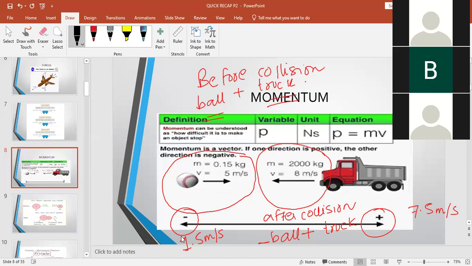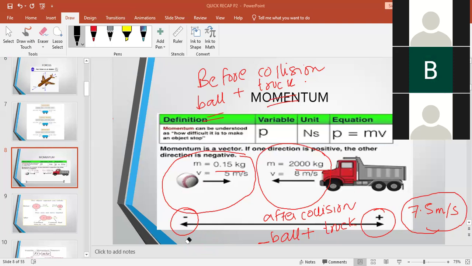The mass is given and the velocity of the ball is given after the collision, and the mass of the truck and the velocity of the truck are given. Mass multiplied by velocity? Yes. So this mass will be multiplied by this velocity, and this mass will be multiplied with this velocity. Clear? That's how you will calculate the after collision momentum when the two objects are moving in the opposite direction after the collision.